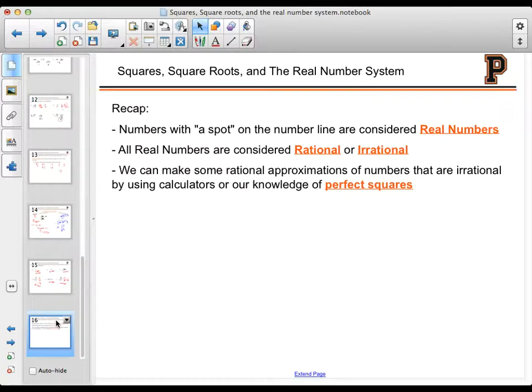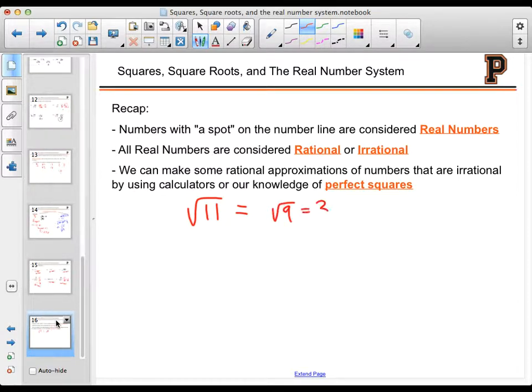All right, I hope that moving forward, if I gave you a number like this, square root of 11, that you would know, hey, that's an irrational number, but I know that it's pretty close to 3, just a little bit above it, because the square root of 9 is 3. So the square root of 11 is 3 point, let's just approximate that, about 3.2.